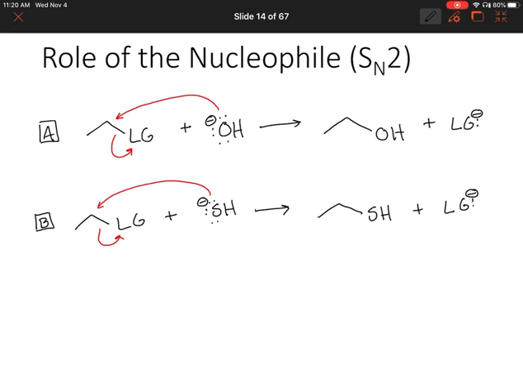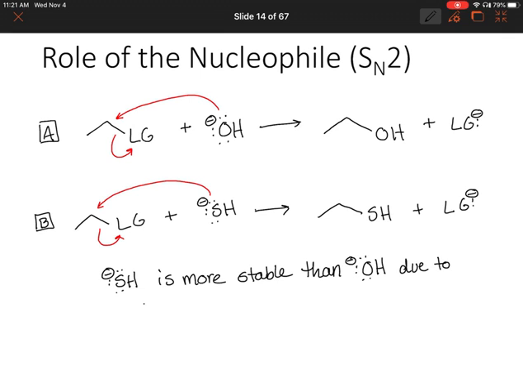And that's actually referred to as polarizability. So can something spread out a negative charge better? If it can, because of its size, then it's more stable. So let's write down: SH minus is more stable than OH minus due to its larger atomic radius.